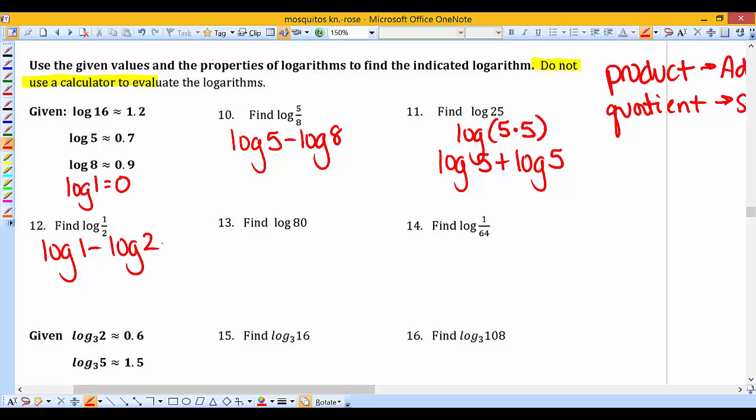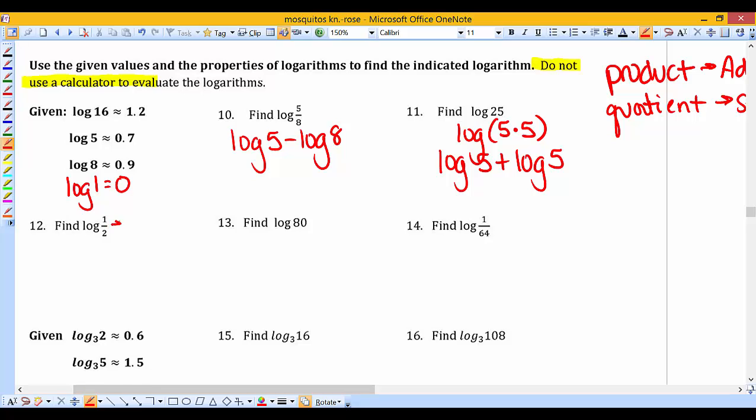I don't know the log of 2 without using my calculator, and it says I cannot use a calculator. Do not cheat. If you guys use a calculator on this, I will know, because you will not be able to do these ones on your test. So try and do this without a calculator. I know this is 0, but I don't know what this one is. So that was not the way to do this.